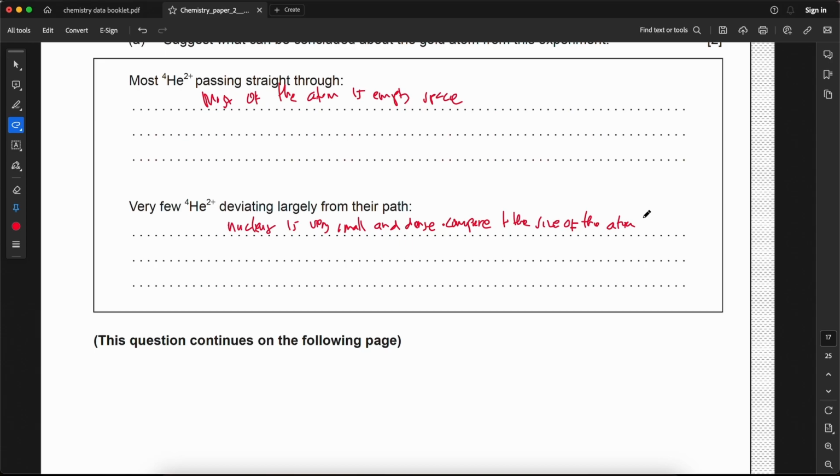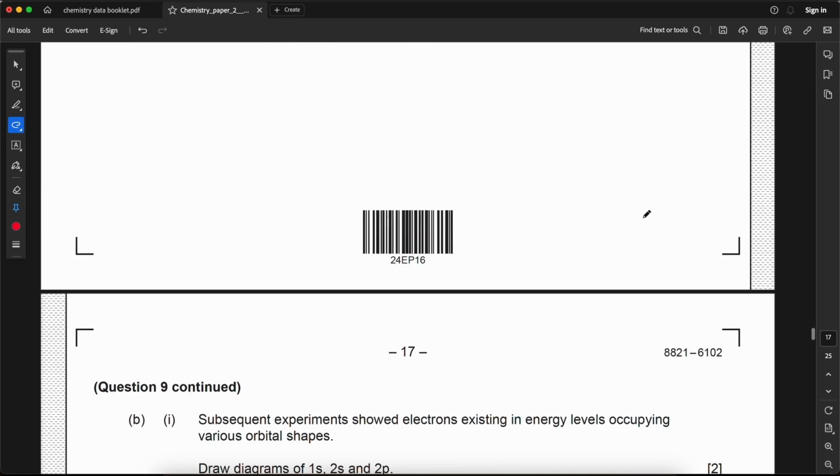The experiment with fast-moving helium nuclei fired at the thin gold foil showed that most of the nuclei passed through the foil undeflected. This implies that atoms are mostly empty space, because the majority of space within an atom allowed the helium nuclei to pass through without interaction. The fact that only a few nuclei deviate largely from their path indicates that the nucleus, or center of the atom, is very small compared to the overall size of the atom.